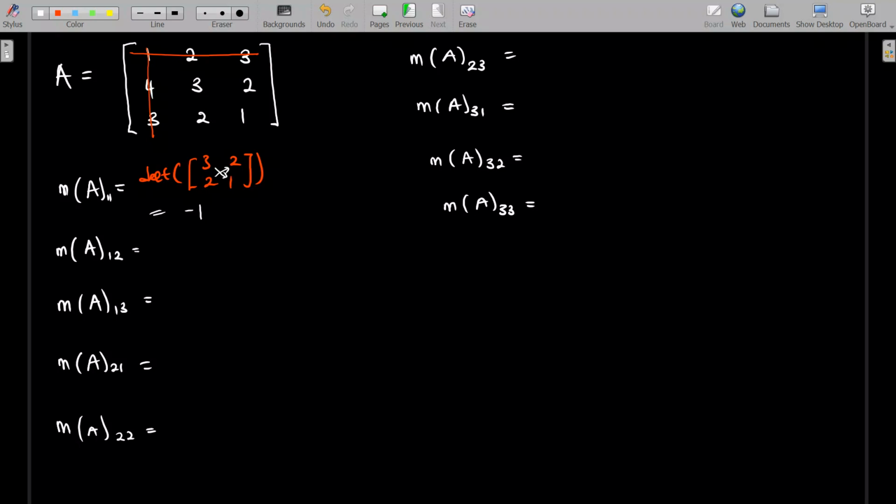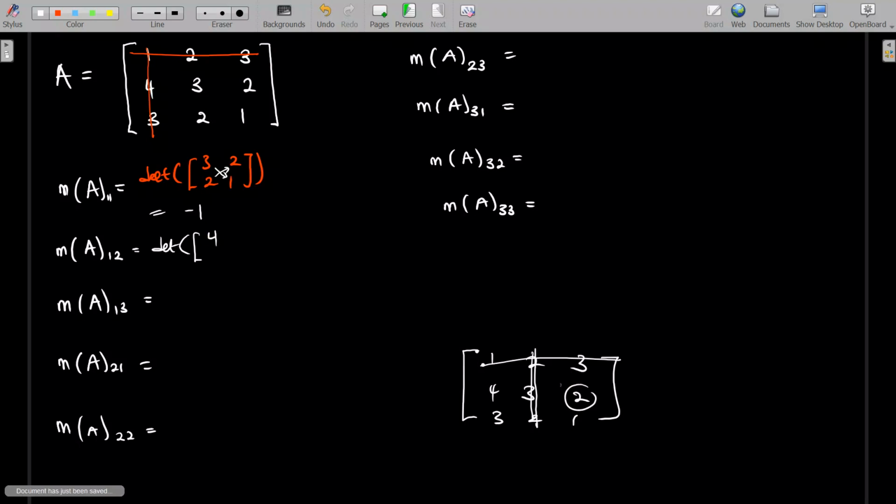M12 is, again, you can always try to rewrite your matrix to confirm what you're doing. Okay, 3, 2, 1. M12 means that I'm going to cancel row 1 and then column 2, right? So you cancel them like that, and that's going to be the determinant of a 2 by 2 matrix. What is left? I'm left with 4.